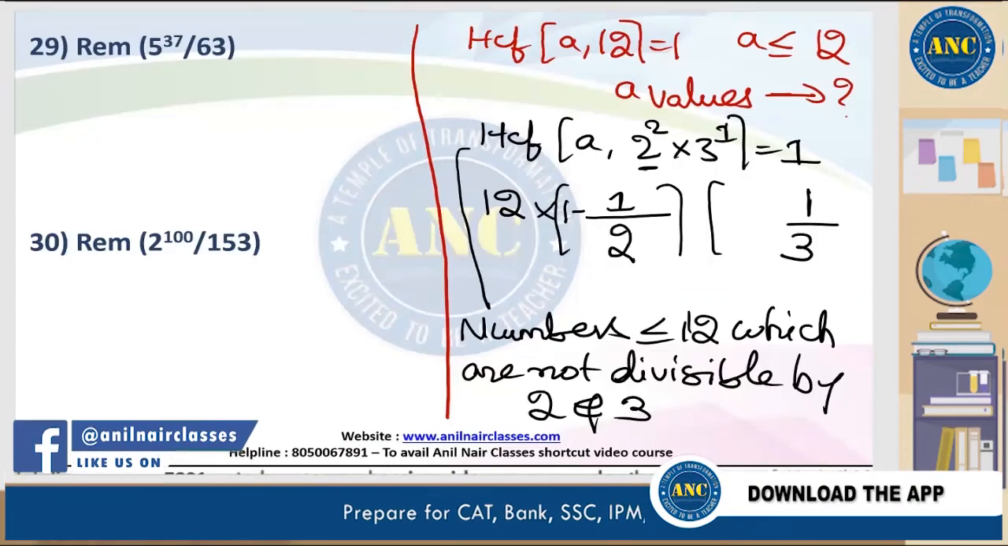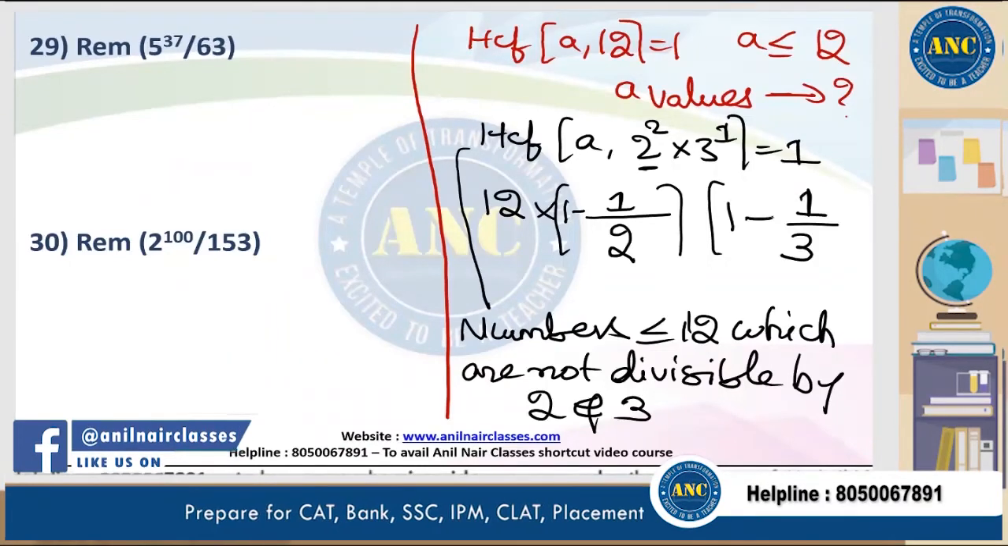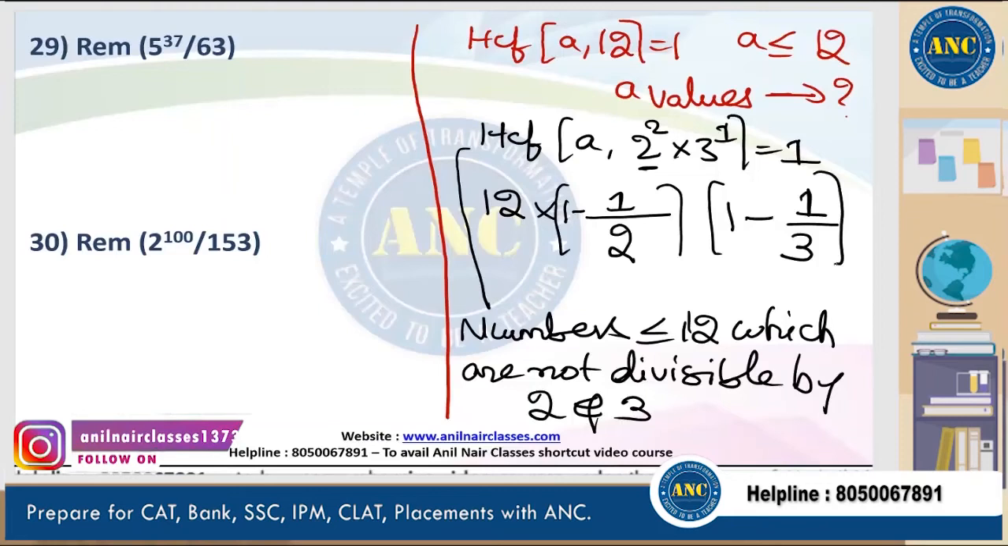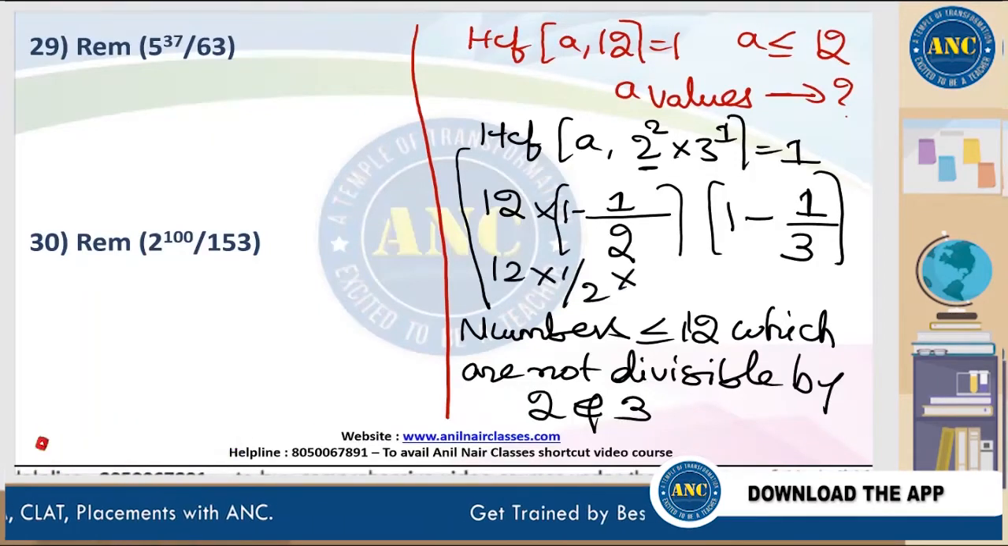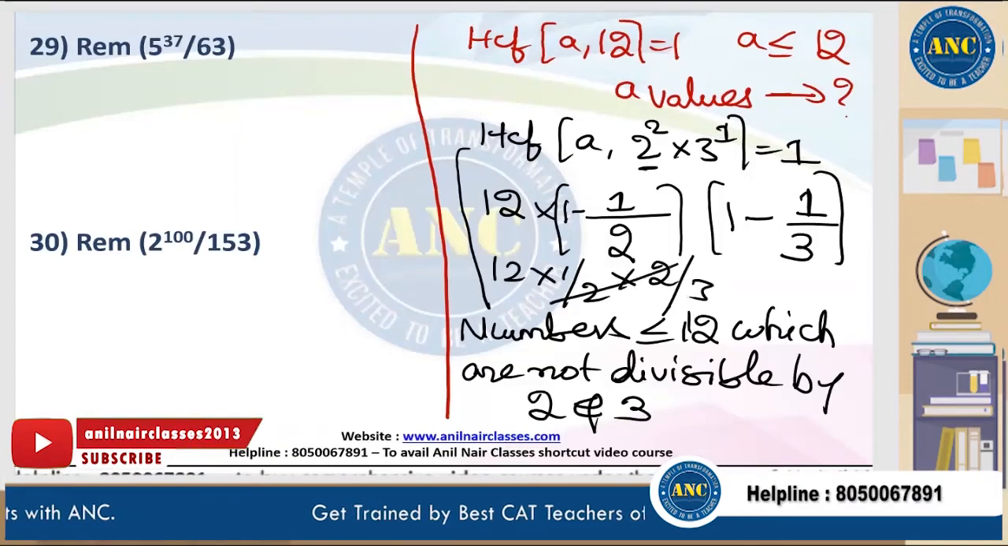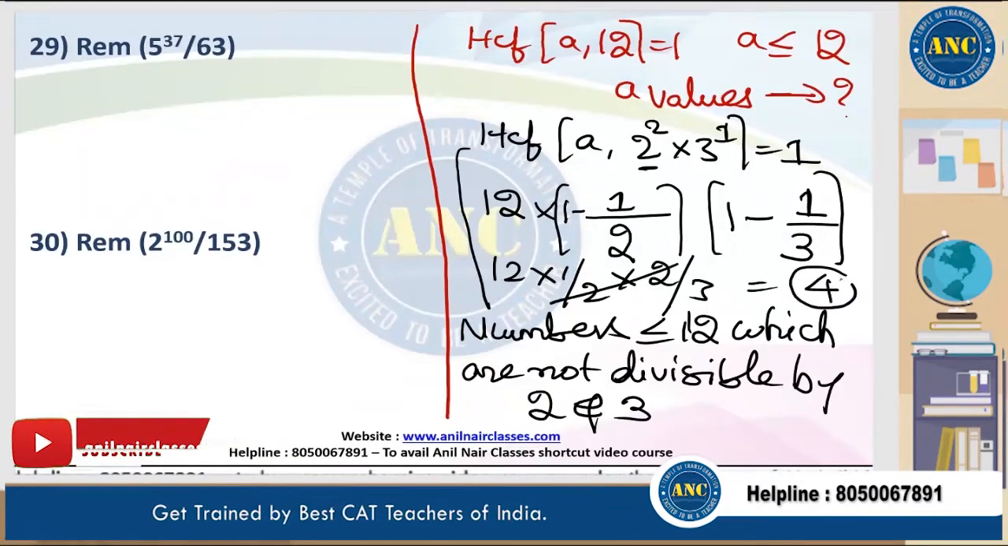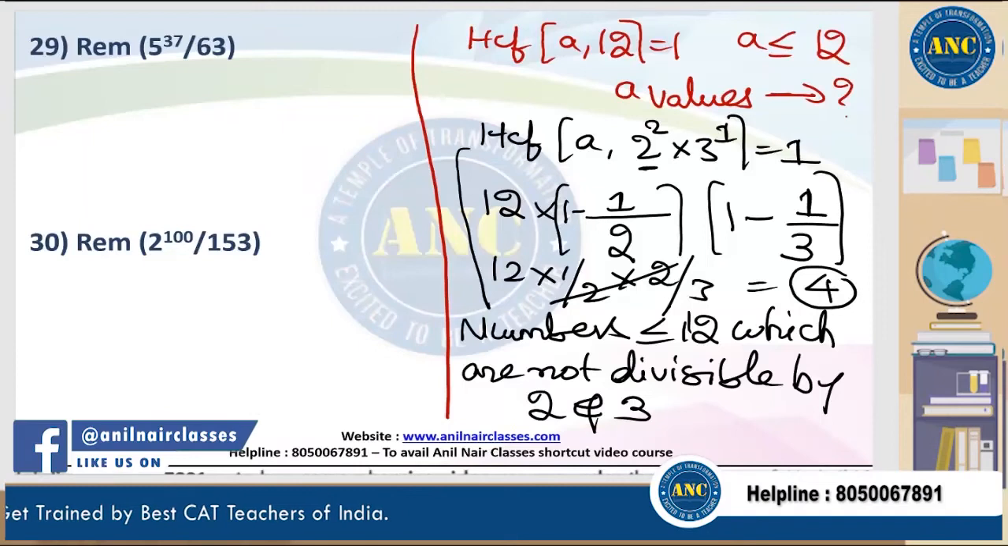Out of three numbers, one number is divisible by 3. How many are not divisible by 3? 1 minus 1 by 3. So it is 12 into 1 by 2 into 2 by 3. 3 fours are there. That is how we got the answer 4. I hope it is clear why I wrote 1 minus something.